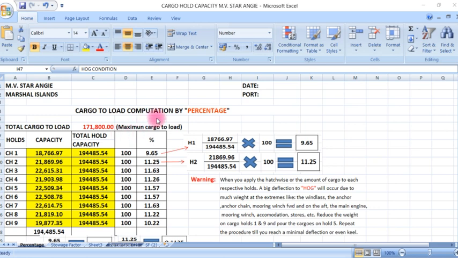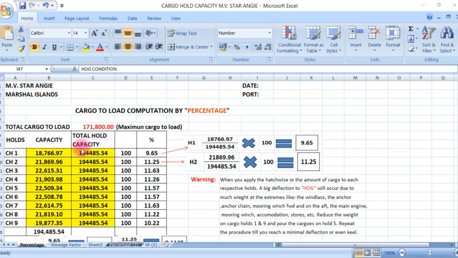What we are going to do now is load cargo in 9 hatches with a total amount of 71,800 metric tons of cargo. So this amount we're going to distribute on cargo holds 1 to 9. At this moment we don't know how much we are going to put on each hold.